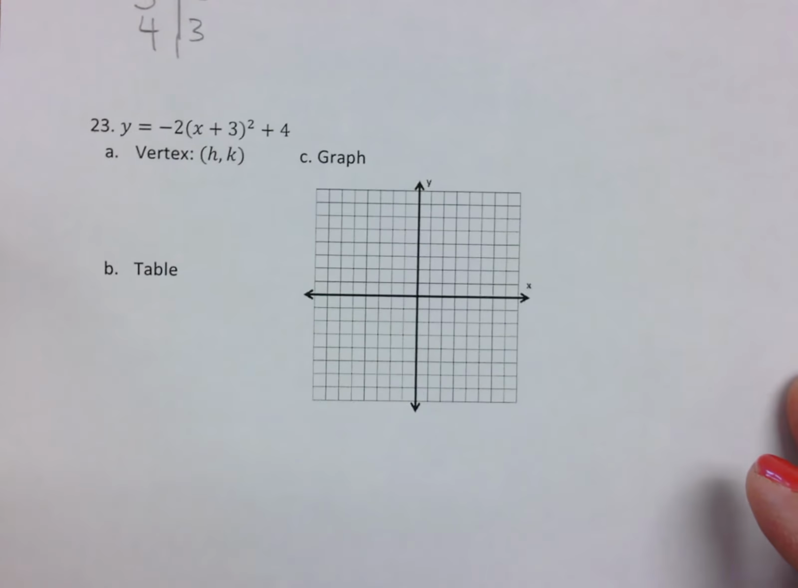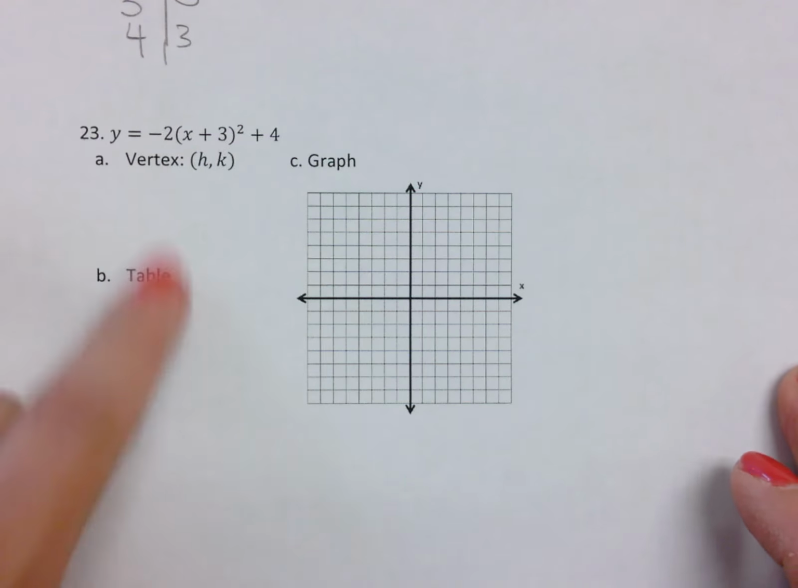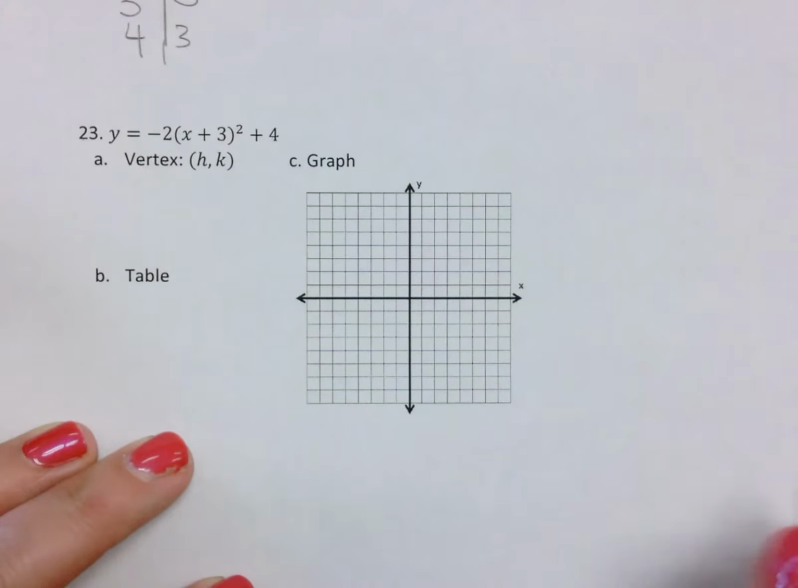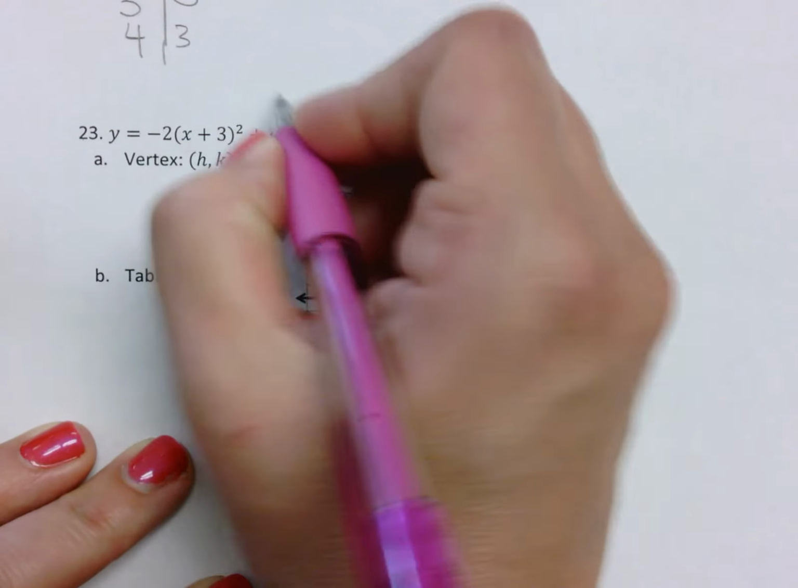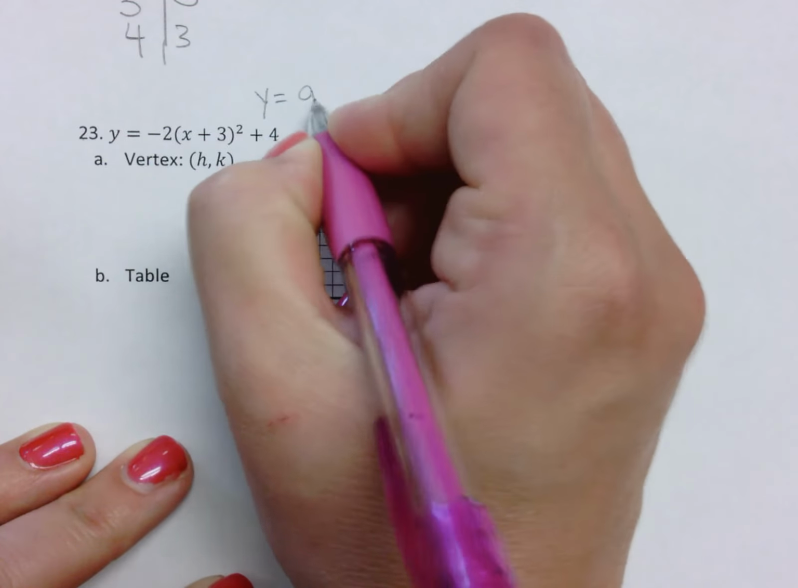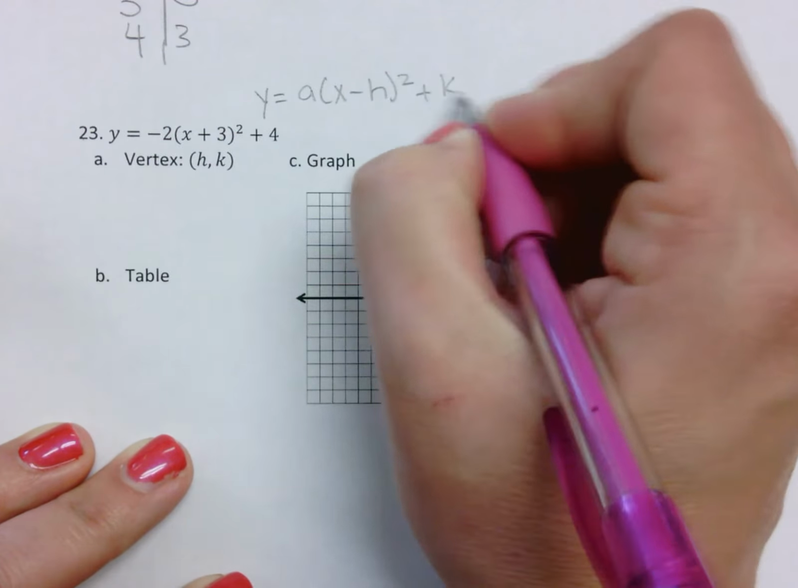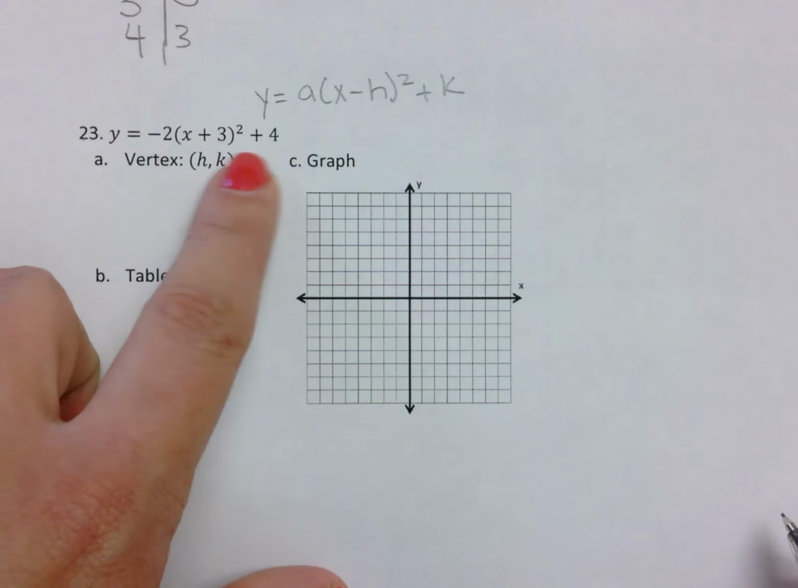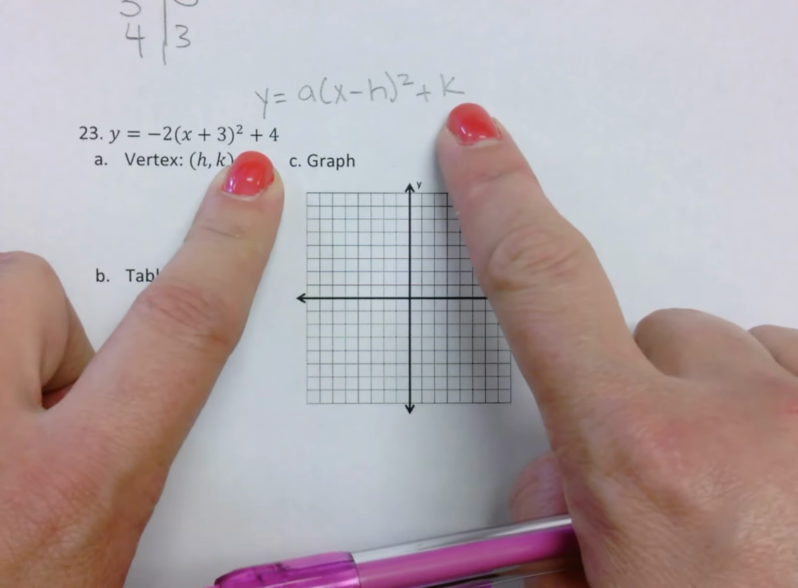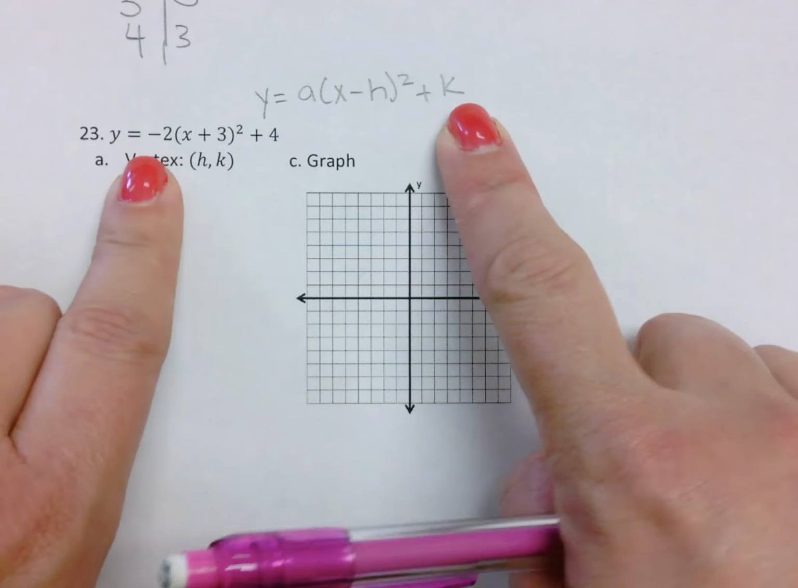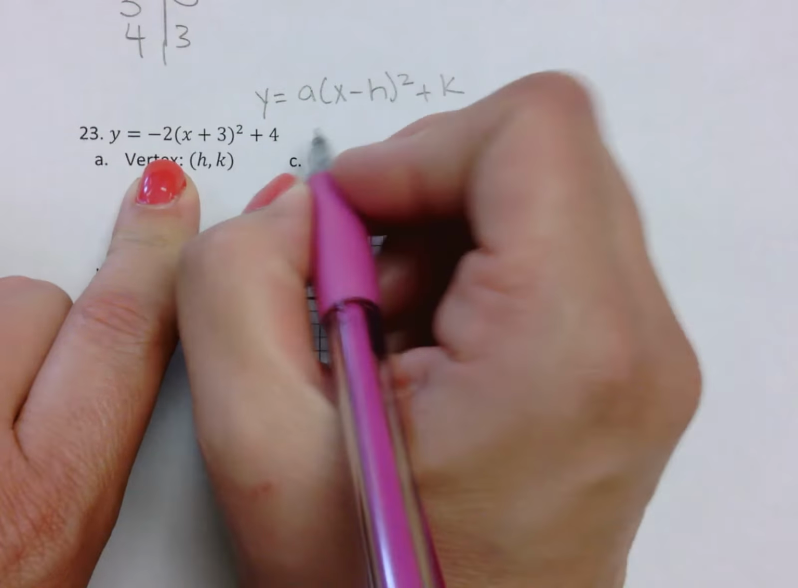Question 23. Remember, this is in vertex form, and vertex form was y equals a times (x minus h) squared plus k. So I'm going to take this formula and rewrite it to fit the original layout. I may have to make some changes if I don't have the right minus signs and plus signs.